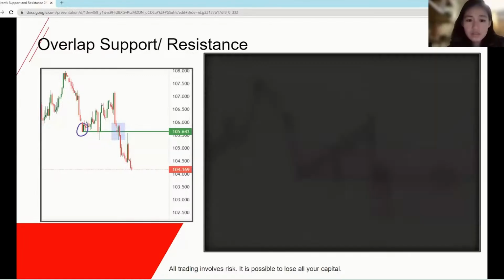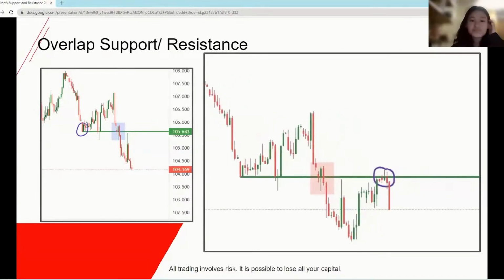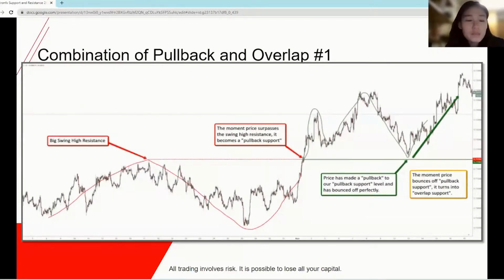Okay, let's carry on. So here we have a combination of the pullback and overlap. So firstly, we have a big swing high resistance level, as you can see first over here. The moment price surpasses the swing high resistance, over here, it becomes a pullback support. And you can follow the green arrows over here now. So once price has made a pullback or retracement to our pullback support level and it bounces off of it perfectly, then it becomes an overlap support instead.